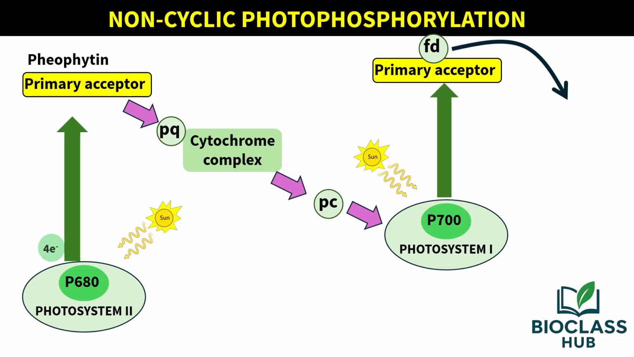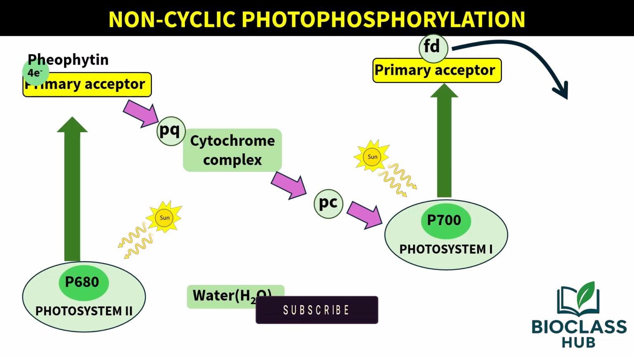Light absorption in Photosystem II. Light energy is absorbed by chlorophyll molecules in Photosystem II. This energy excites electrons in the reaction center P680, raising them to a higher energy level. The excited electrons are captured by a primary electron acceptor, pheophytin, and then passed to plastoquinone, PQ, leaving P680 positively charged.